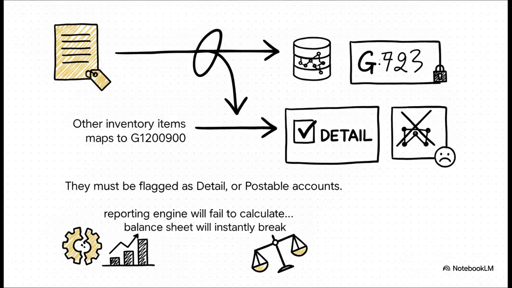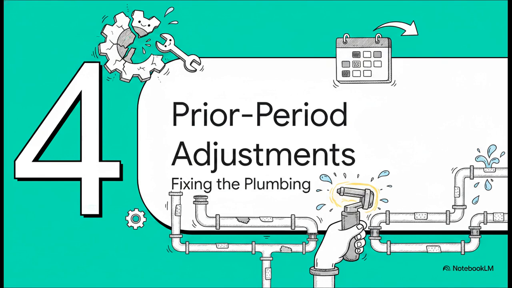They have to be flagged as detail or postable accounts. If you accidentally set one as a header, the whole reporting engine fails to calculate the other portion of your totals. And boom, your balance sheet breaks instantly. Definitely something you want to avoid. On to Section 4, handling prior period adjustments, fixing the plumbing.